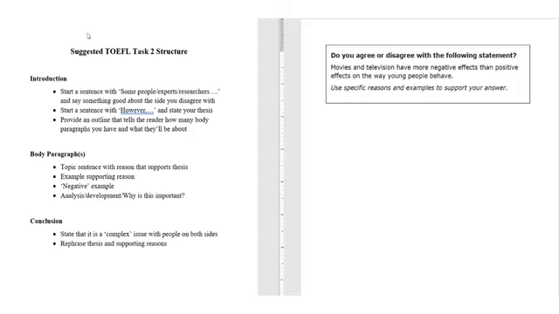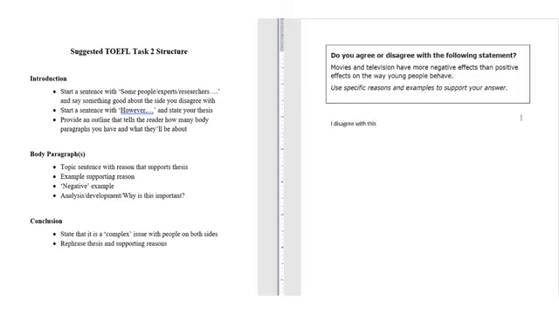So let's go ahead and do this over here. Take a look at this prompt. Do you agree or disagree with the following statement? Movies and television have more negative effects than positive effects on the way young people behave. So let's take, for example, that I disagree with this.